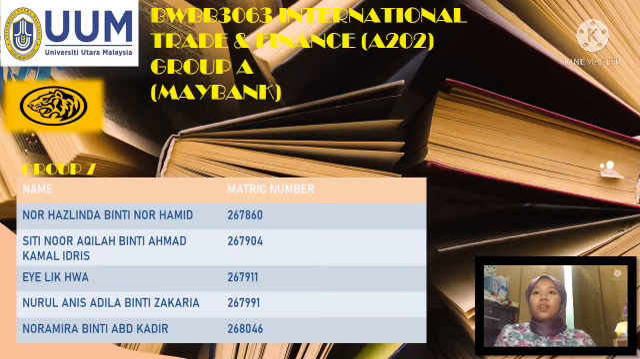I would like to tell you why we chose Maybank to complete our group assignment. It is because Maybank has the largest network in Malaysia and has established correspondent banking relationships globally, and Maybank also offers a full range of conventional and Islamic solutions.